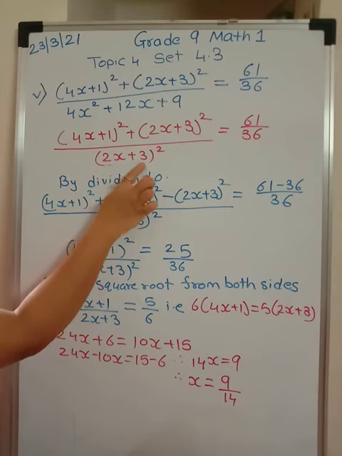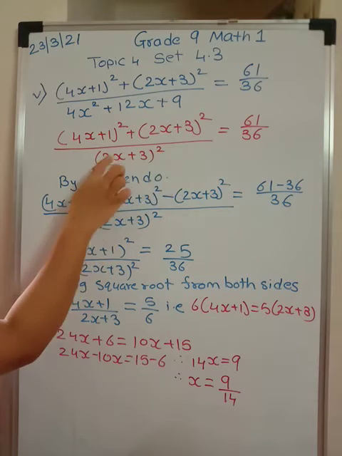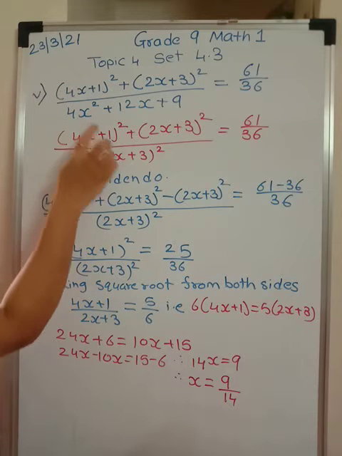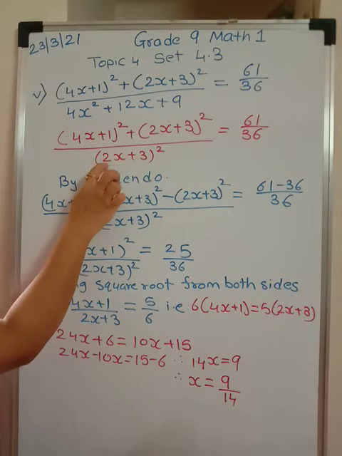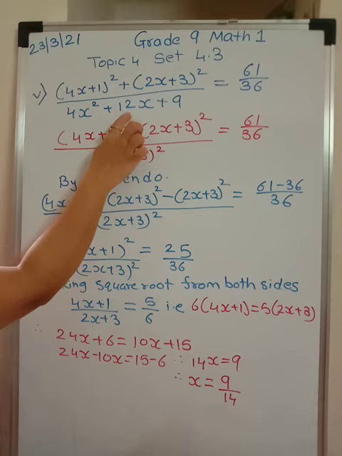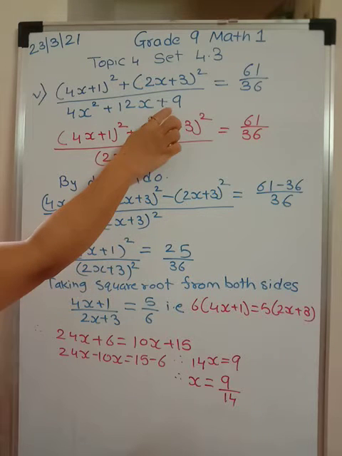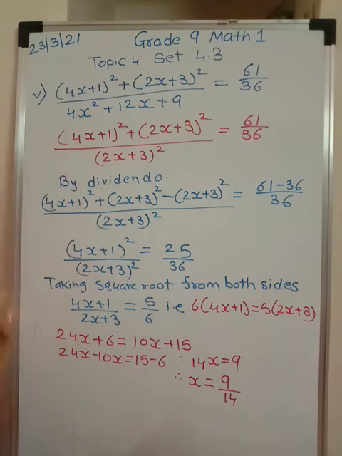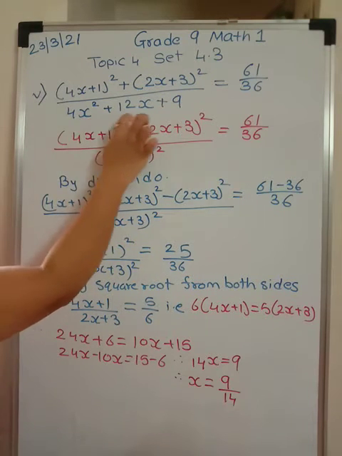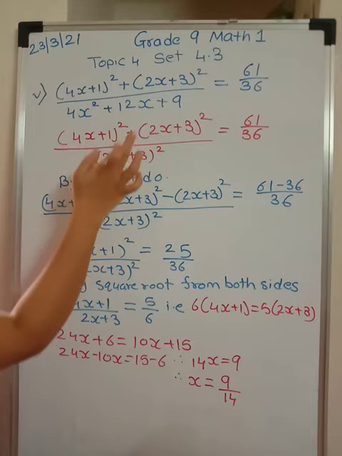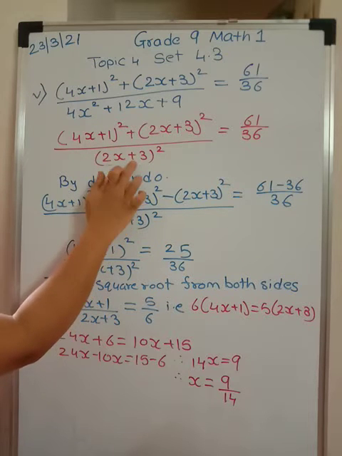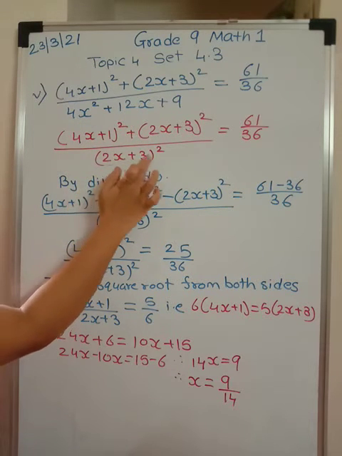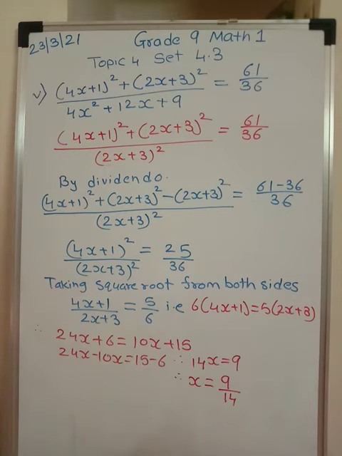You expand this. See, like a plus b the whole square will be a square. So you will get 4x square, plus twice ab. 2 into 2 is 4, into 3 is 12x. Plus b square, that is 9. Or if you factorize this, you will get 2x plus 3 into 2x plus 3. So this expression is perfect square of 2x plus 3. Therefore, for this I have written 2x plus 3 the whole square. Is this clear, everyone? Okay.